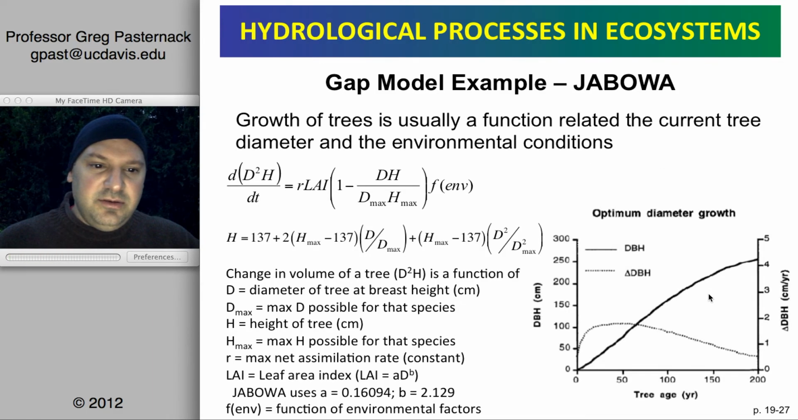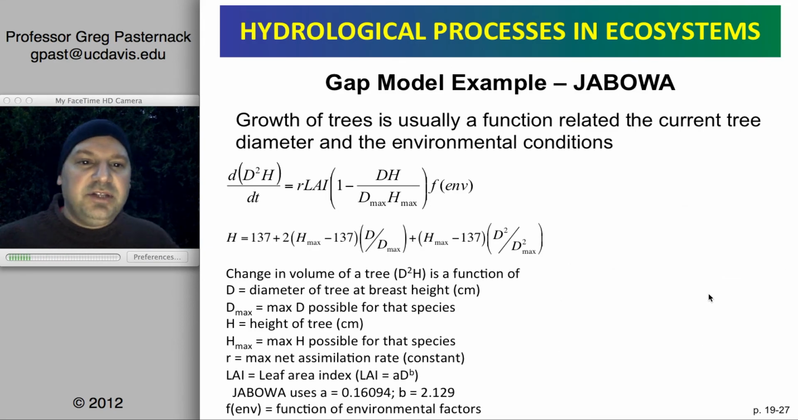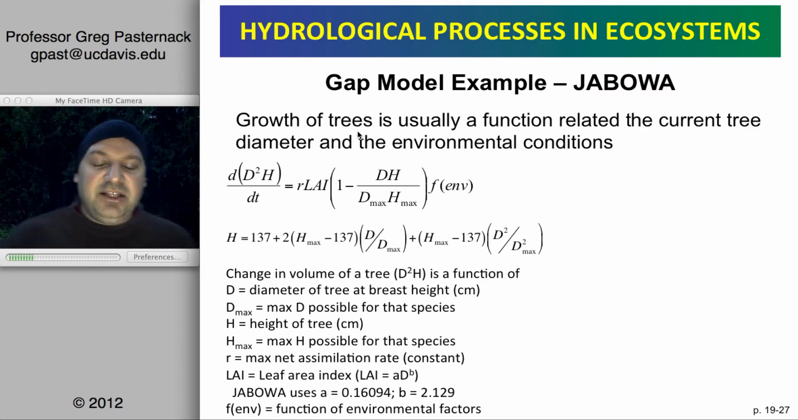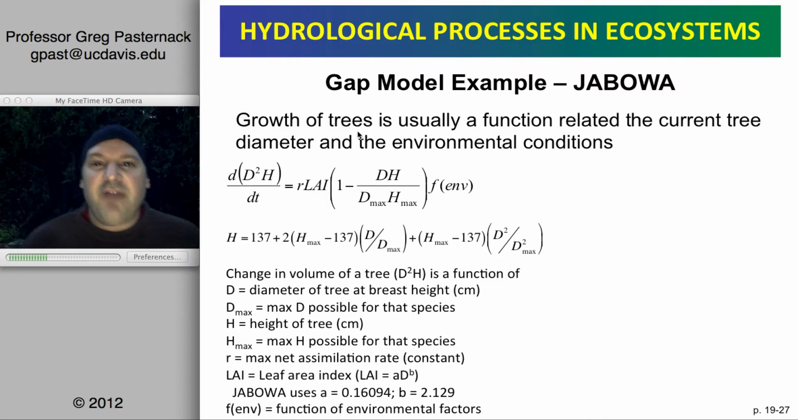Okay, so one example of these models is a model called Jabo, and I haven't provided the citation, but it's easy enough to just look that up on the internet. And so typically what we have is we're going to say that the growth of the tree is a function of its current size, also affected by the maximum potential size of that species of tree. And then all of that has to be adjusted by the actual environmental conditions.